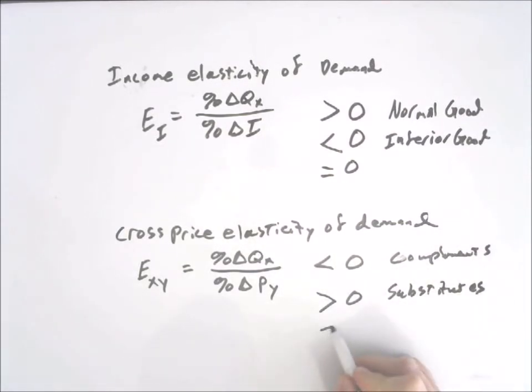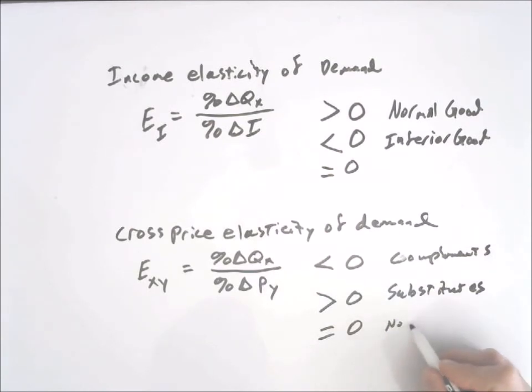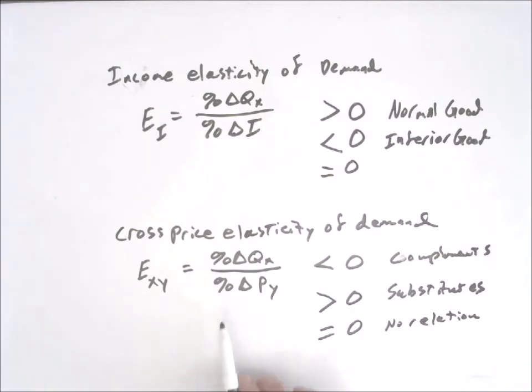Now, if this equals 0, it simply means there's no relationship between the two goods. You can change the price of good Y all you want, and the demand for good X does not change. So, double the price of bananas. What happens to the demand for Alaskan cruises, a vacation to Alaska on a cruise ship? If you double the price of bananas, what would happen to the demand for Alaskan cruises? Well, there's no relationship there, so that value then would be 0.